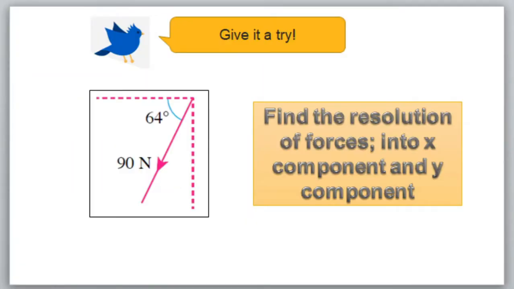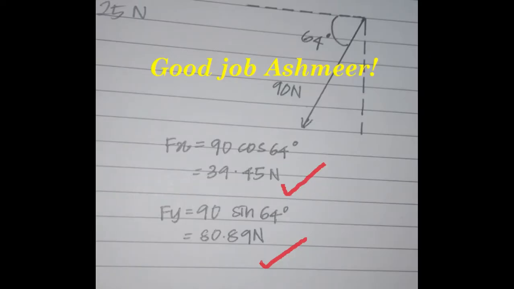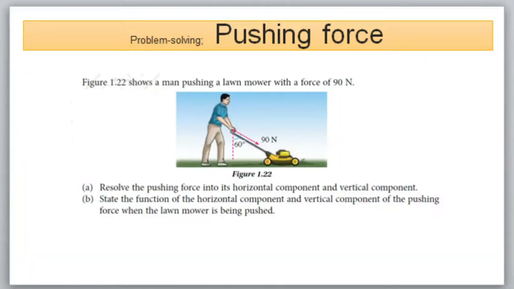Now one more question. We can see that there is a force with downward direction. Now for the pushing force, there's a question here. The diagram shows a man pushing a lawnmower with a force of 90 Newton. A, resolve the pushing force into its horizontal component and vertical component.